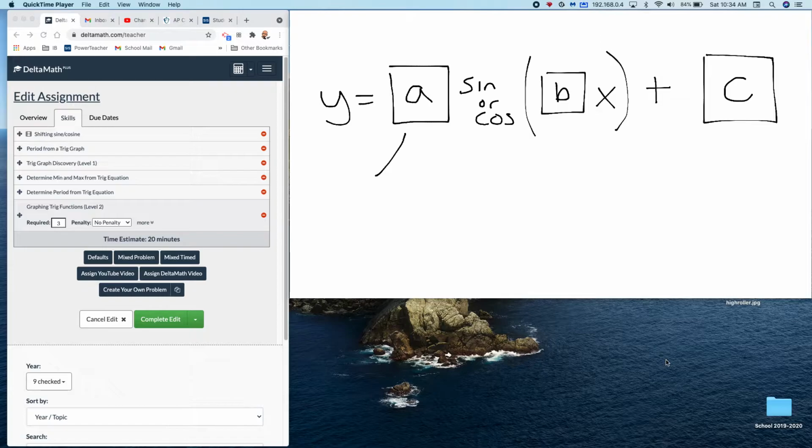So A stands for the amplitude. You can find it a couple different ways. You could take the highest value minus the lowest value and divide it by 2, split it in half. That's how you could find the amplitude.